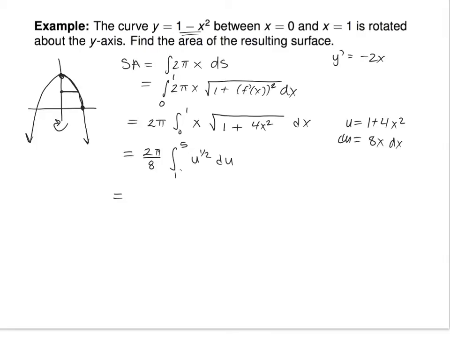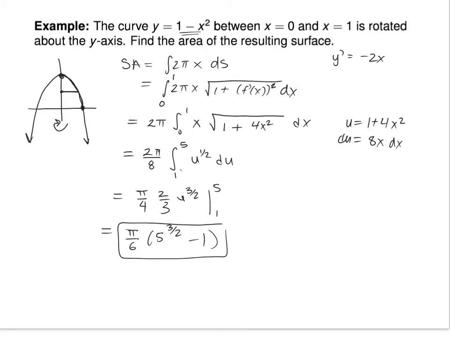Okay, 2 pi over 8 reduces to pi over 4. The antiderivative of u to the 1/2 is u to the 3/2 times 2/3, from 1 to 5. So is that pi over 6 times 5 to the 3/2 minus 1? Right.